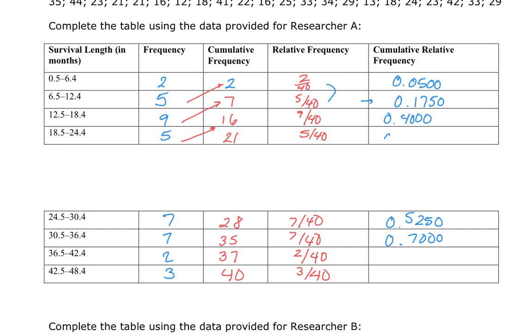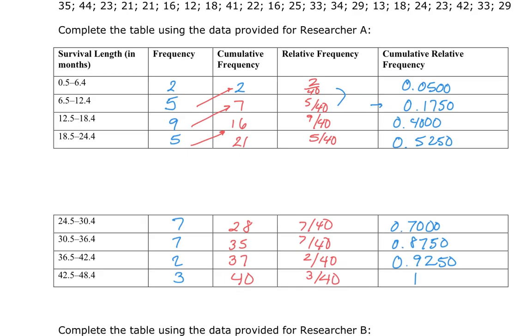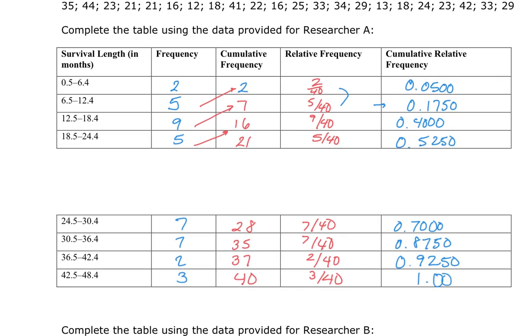Oh, I missed a number. So 0.5250. And then this one should be 0.7000. And then 0.8750. And then my last one is 0.9250. And then this last one, like I said before, this should be in this last row, 100 or 0.1.